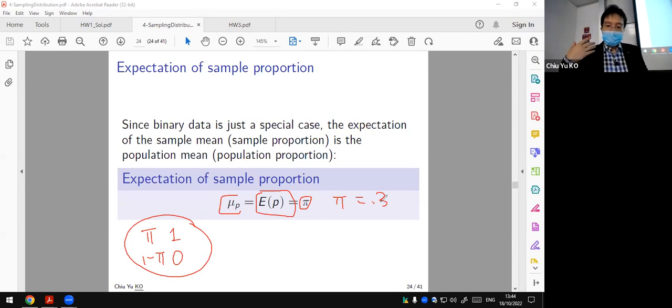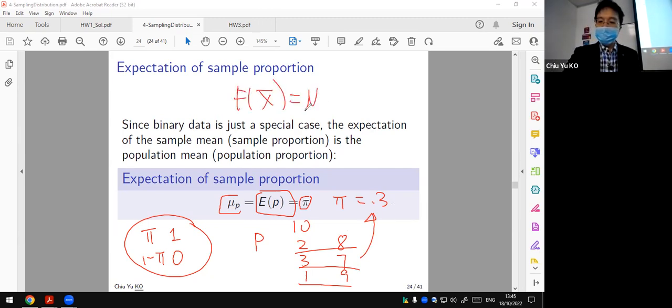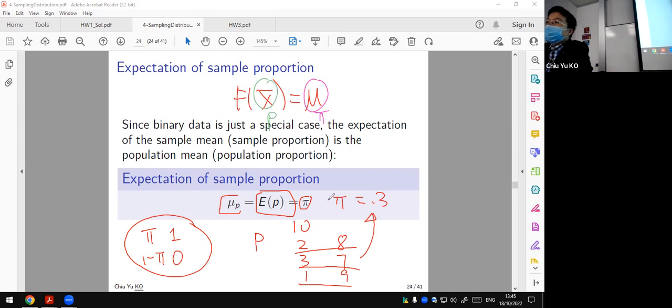Suppose you draw a sample of 10 people. Once you draw a sample, you may have 2 people who like cats and 8 who don't, or 3 and 7, or 1 and 9, many combinations. For each sample you can calculate the sample proportion P, and the average of these sample proportions will give you pi again. The idea is exactly the same as the expected value of X bar being mu. But now X bar in our context is P and mu is pi. So there's nothing new here, except that the data becomes 0 or 1. Is that clear?